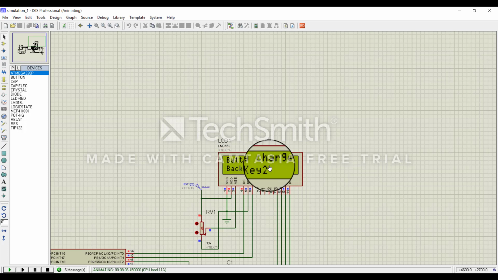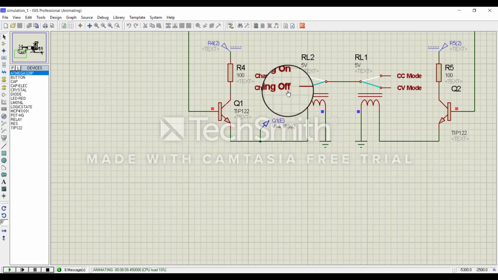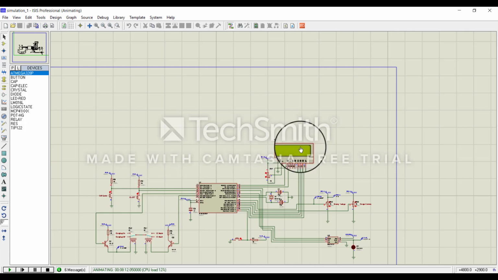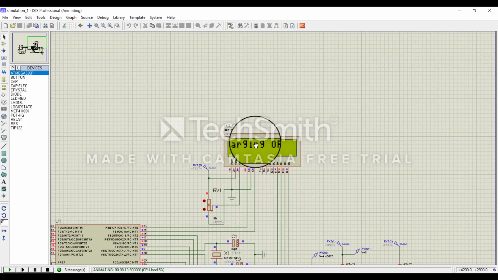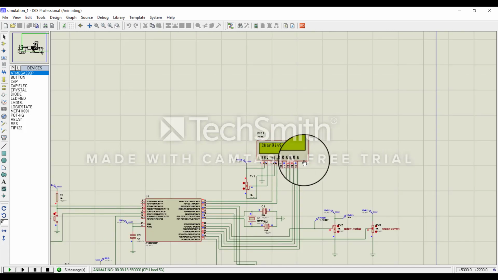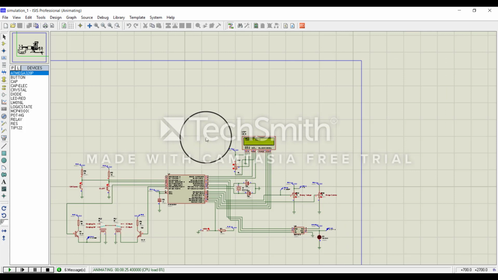Yes, now we can see the battery has charged, and we can also see the relay switched from the charging on state to the charging off state. And again, if we press key 2, it will show the status that the charging process is completed, and it will again start displaying our menu options. So here again the menu options are getting printed. So these are the simulation parts from Proteus. Next we will see the simulations from ANSYS Maxwell or ANSYS Simplorer.